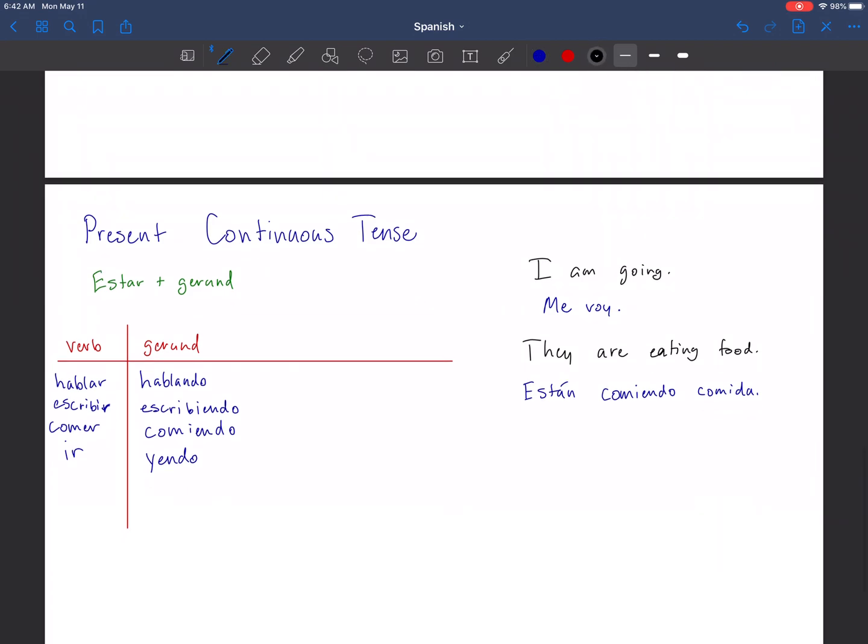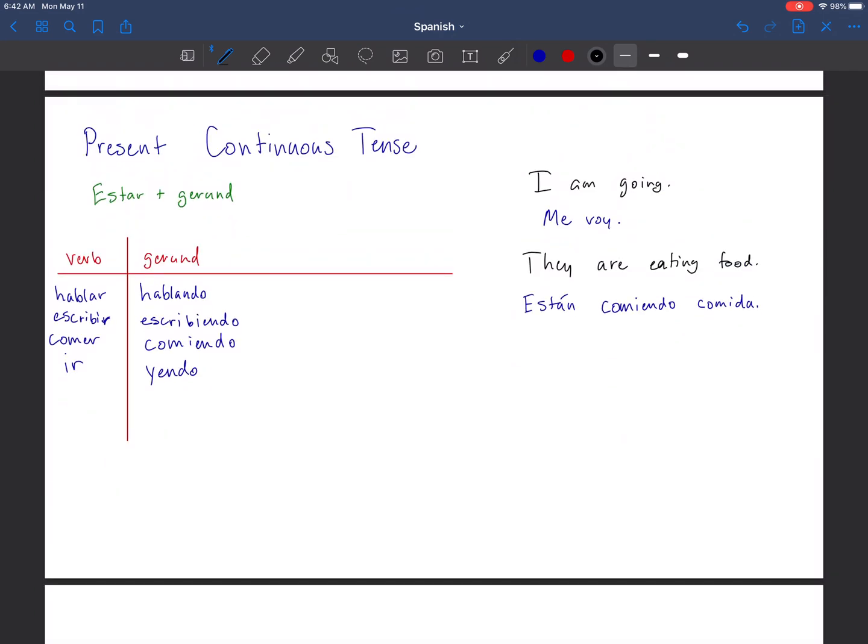Another example would be, oh, here's another thing I want to talk about actually. With words like vestir, right, you might have some irregularities. This is going to change a little bit. Normally we would expect it to be vestiendo, but you would actually say vistiendo. And there are a few words that do this. That's just one that came to mind.